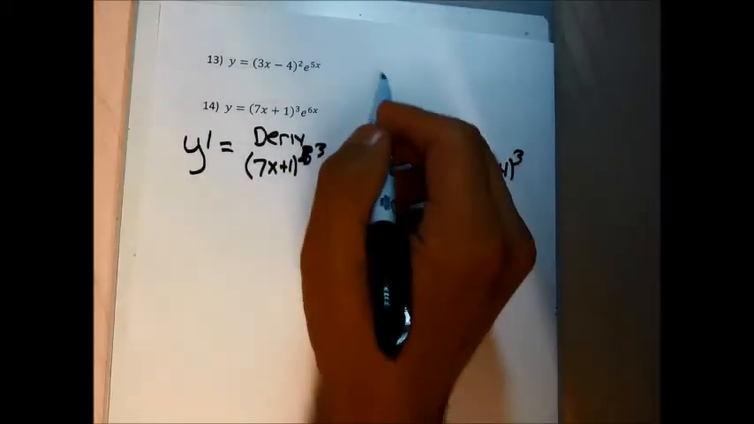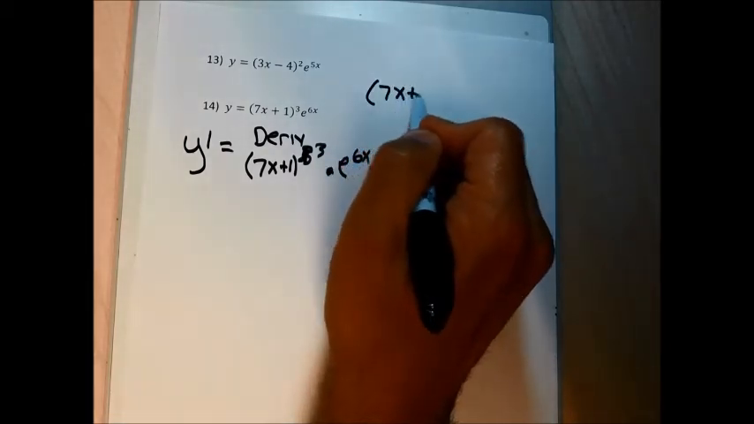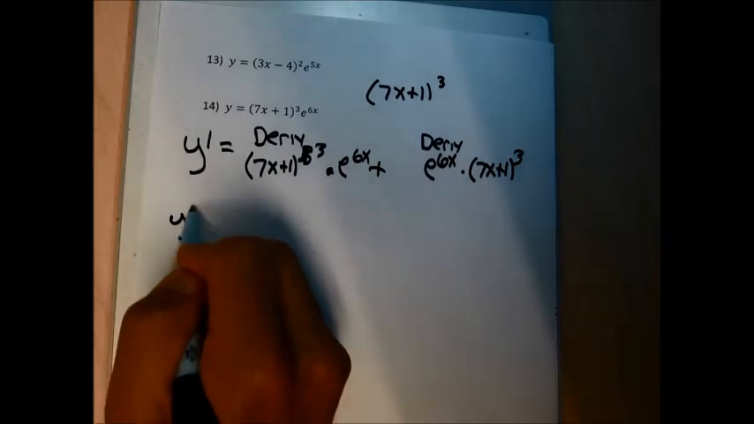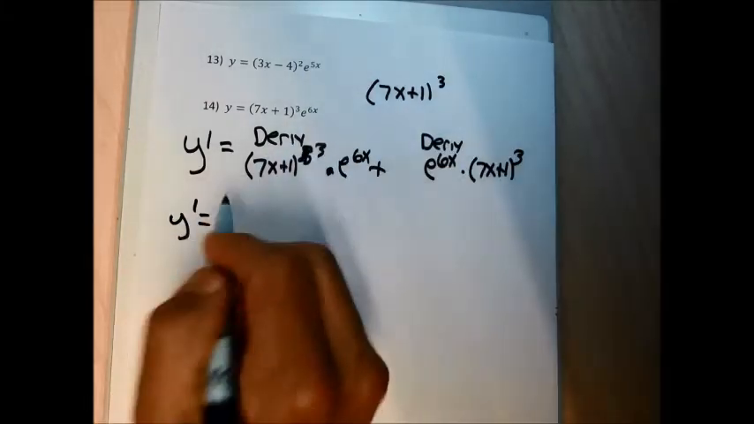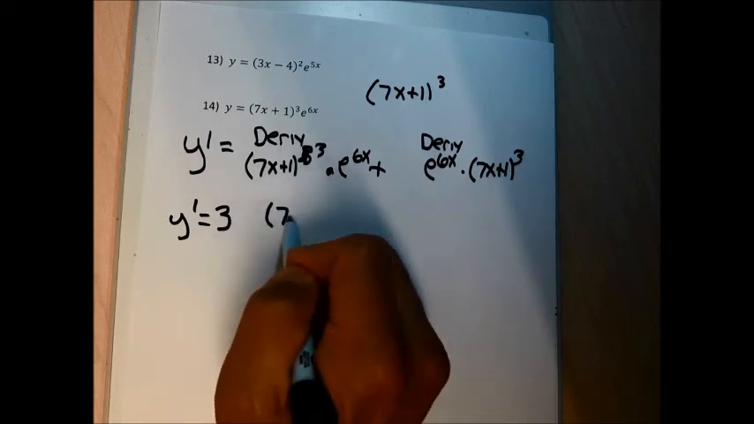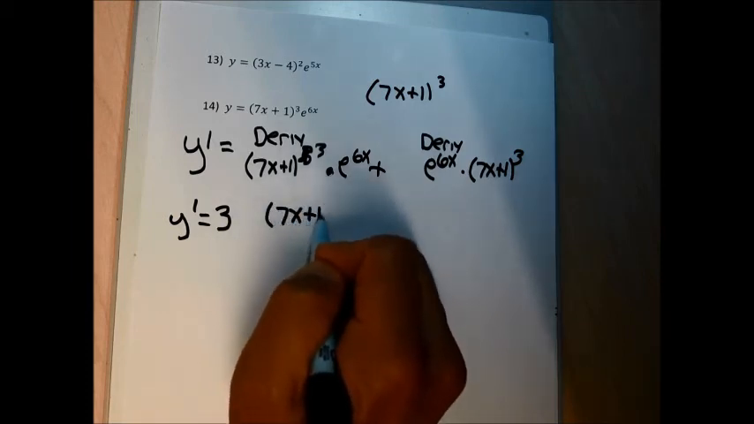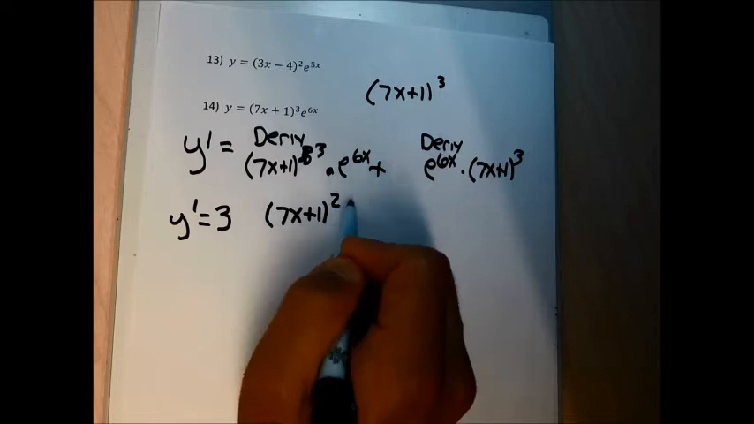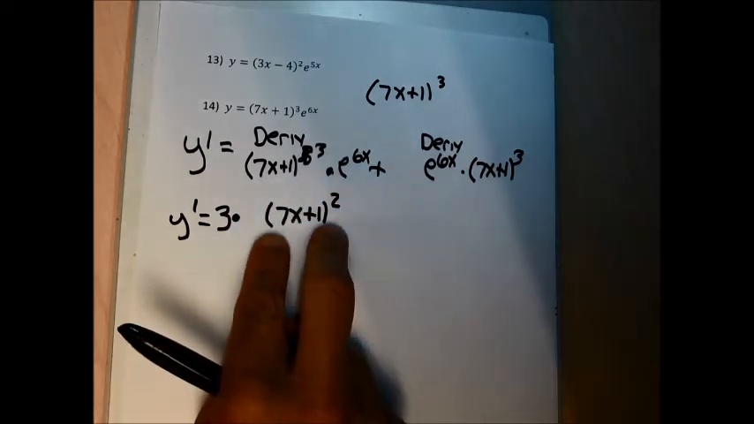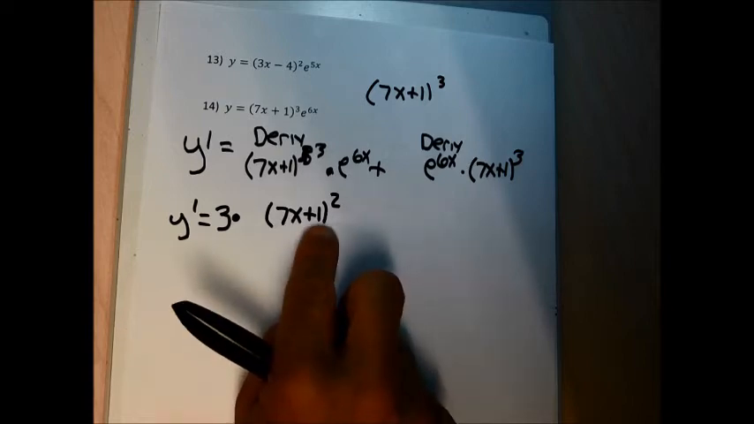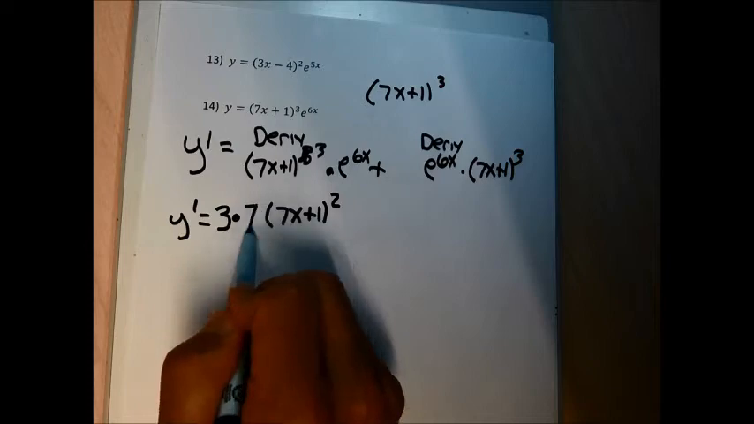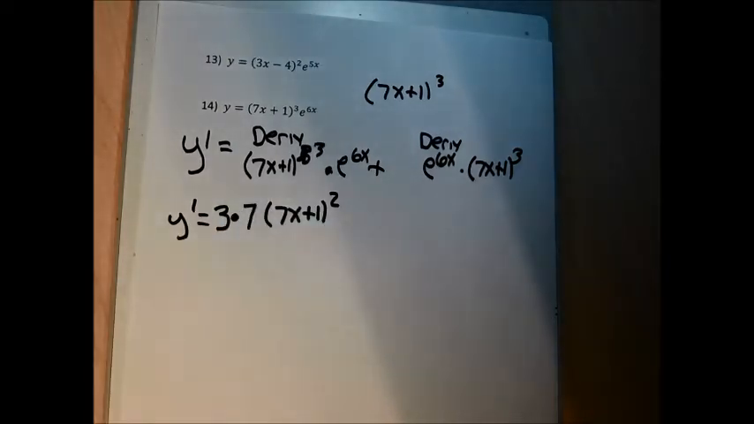This derivative, the derivative of 7x plus 1 cubed, I'm going to use the shortcut to the chain rule, meaning I'm going to bring the 3 out in front of the parentheses. I'm going to leave myself a little bit of room. I'm going to lower the exponent from 3 to 2, and right next to where I had the room, I'm going to write the derivative of the inside of the parentheses. The derivative of 1 is 0. The derivative of 7x is 7. So that's the shortcut chain rule that I used.